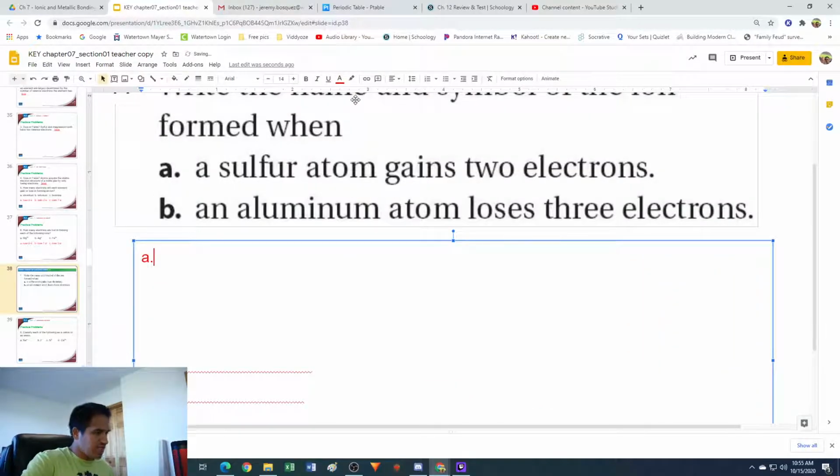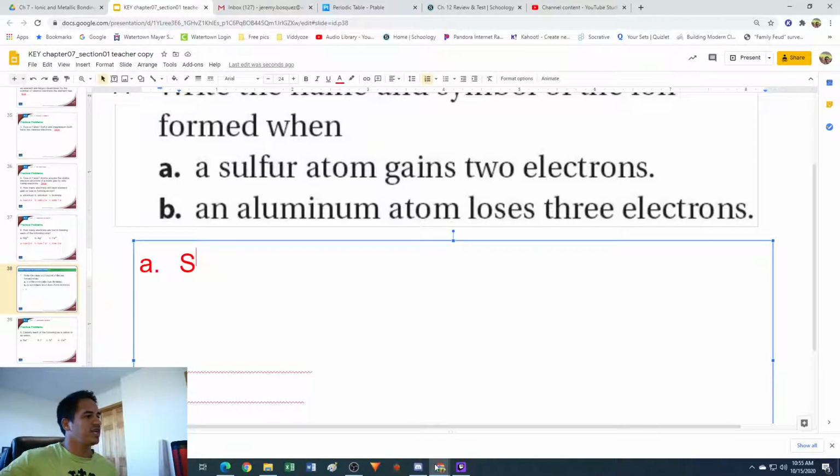Okay, so we are going to write the symbol and name of the ion. So what does that mean? Well, symbol is going to be the element symbol, like S. If it's an ion, it's going to have a charge on it, like plus 3 or minus 3. And then the name would be like a sulfur ion or a sulfide ion. So first let's find sulfur.